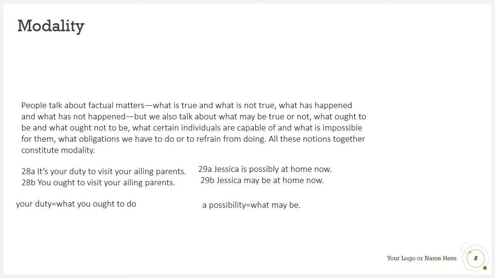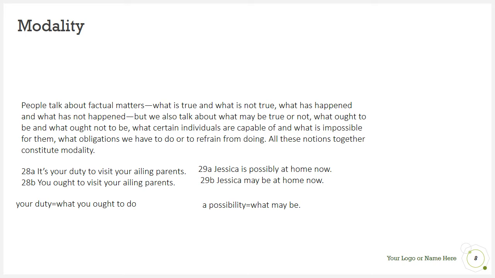So duty can be what you ought to do, and for possibly, the synonymous expression is a possibility, what may be. Sentences 28a and b are about obligation. Sentences 29a and b are about possibility. All modality involves obligation or possibility of one sort or another.